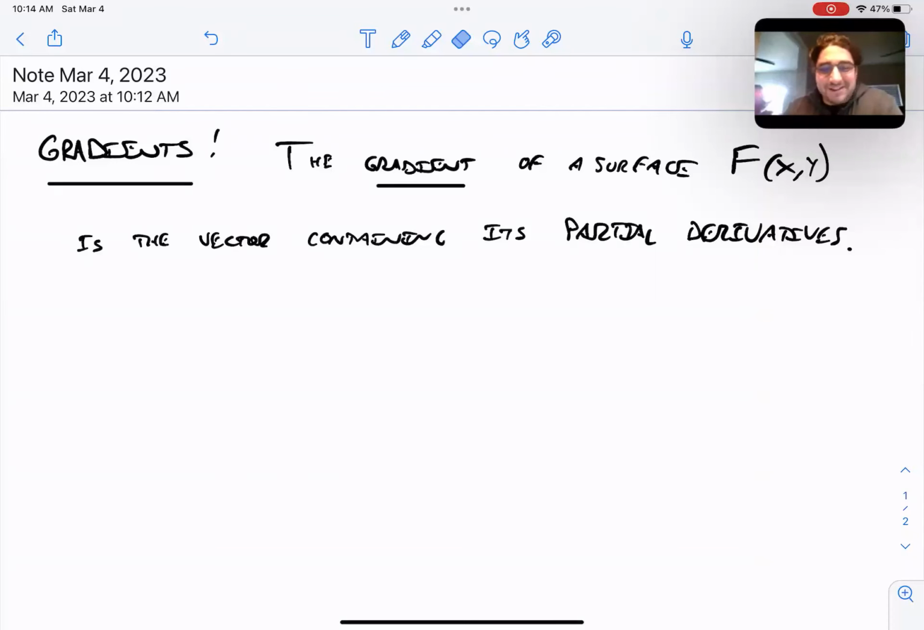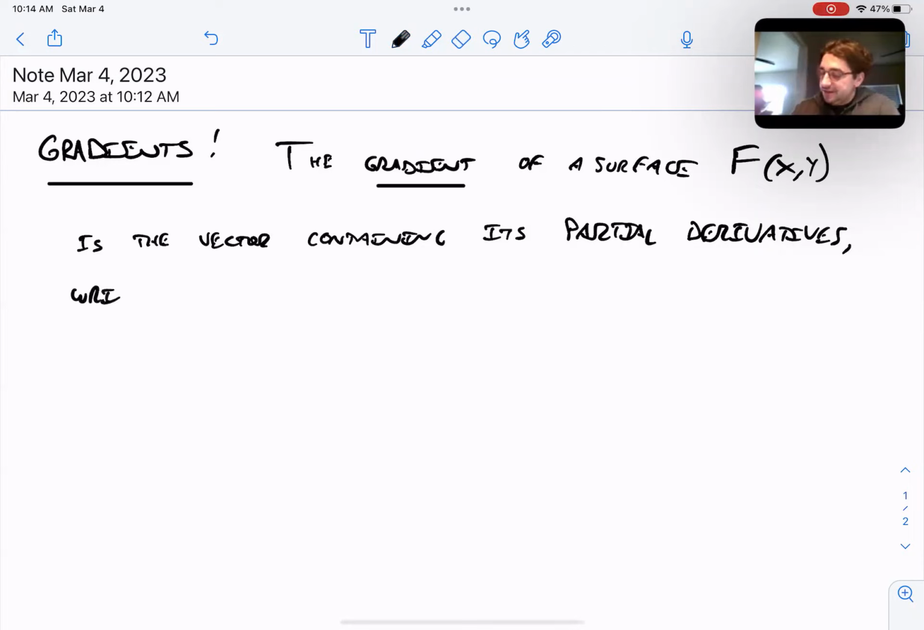So, gradients. A gradient is an operator that we can apply to a surface. It's a type of multivariable derivative, one way that you can generalize the regular derivative. And here, what is our notion of gradient? It's the vector containing the partial derivatives of a surface.